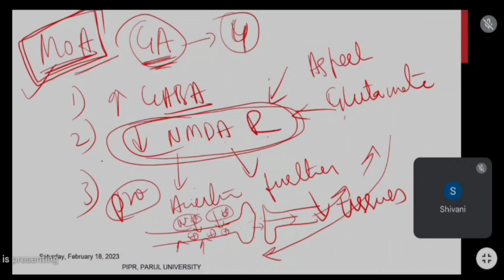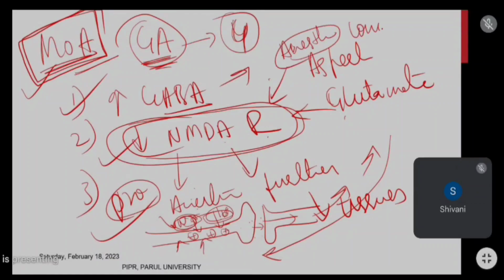So general anesthetics are blocking the sodium and potassium channels also. So sodium potassium channels are blocked, NMDA receptor is blocked, and GABA activity is increased. These three mechanisms are causing anesthesia, or they are making the body lose consciousness totally. Where is all this happening? Mainly all this GABA activity, NMDA activity, and sodium potassium activity is particularly seen in the brain. That's why they are called general anesthesia.